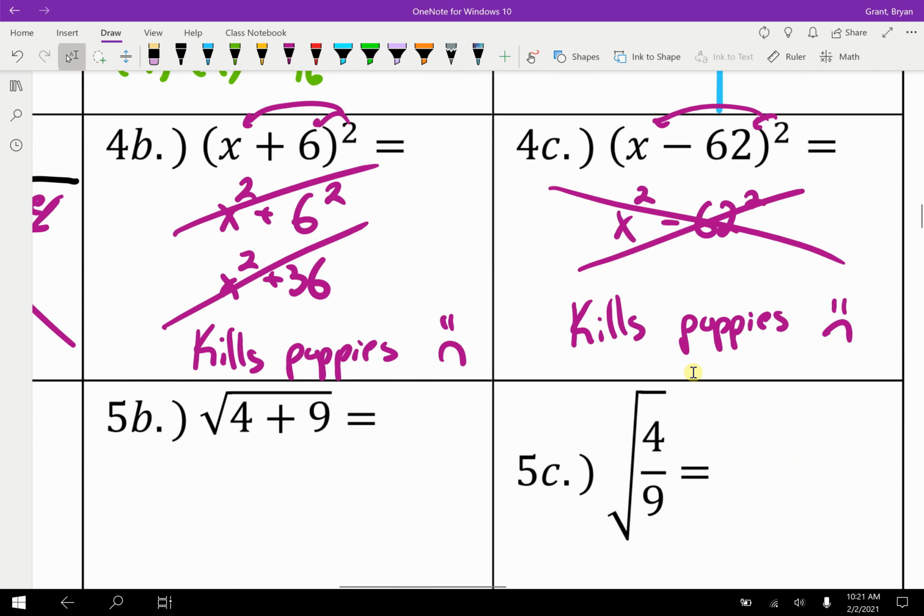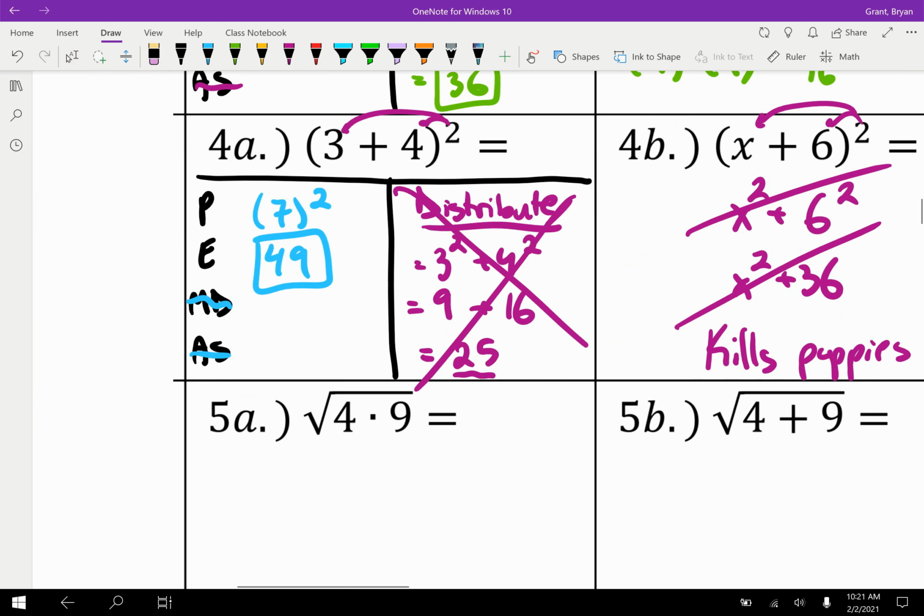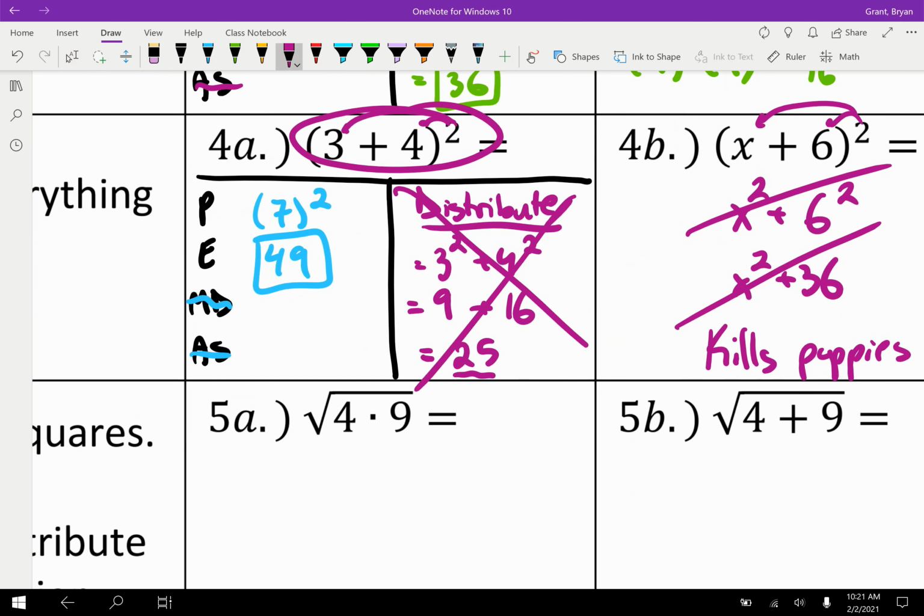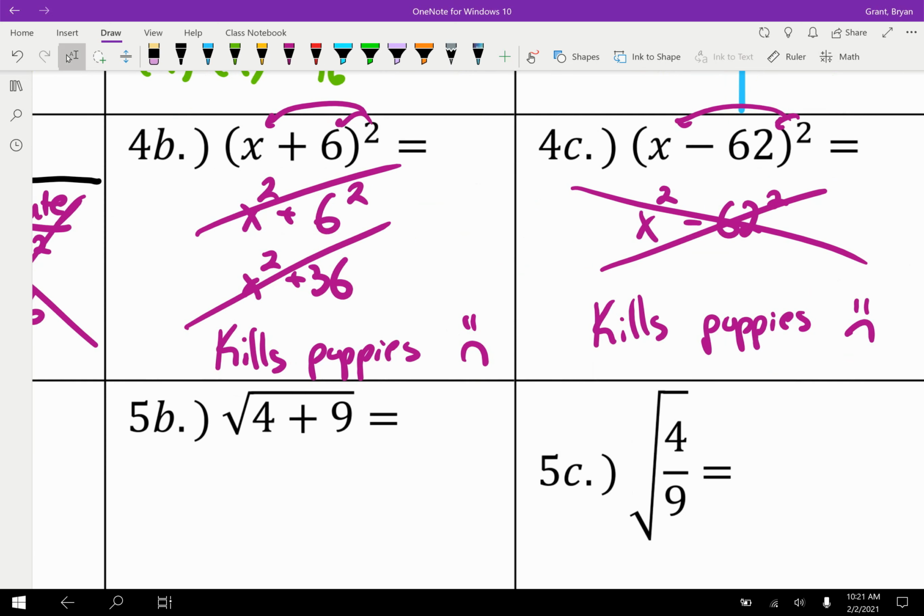Sad face. Now, some students ask, well, wait, if we can't distribute a square, how do we do this? Well, if there is only numbers inside, you follow PEMDAS and it gets you the right answer. If in this case there are not only numbers inside, there's variables, then you're going to learn some different ways to evaluate this or to expand this or to simplify this, but that's going to be further down the road.